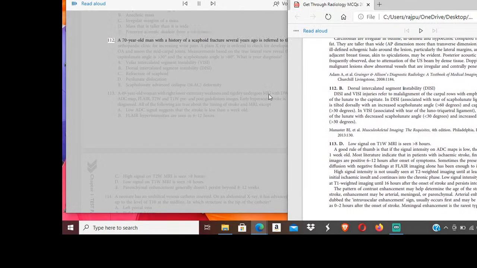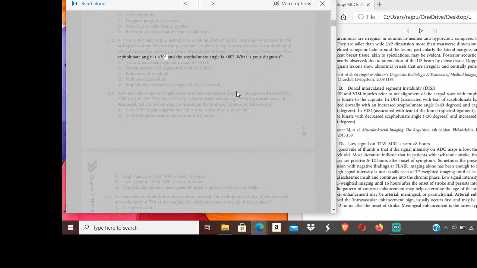112. A 70-year-old man with a history of a scaphoid fracture several years ago is referred to the orthopedic clinic for increasing wrist pain. A plain X-ray is ordered to check for developing OA and assess the midcarpal joints. Measurements based on the true lateral view reveal the capitolunate angle is 30 degrees and the scapholunate angle is 80 degrees. What is your diagnosis?